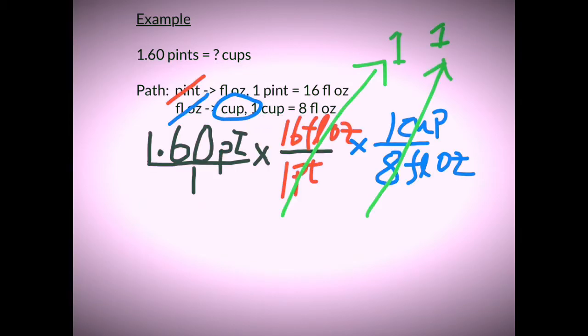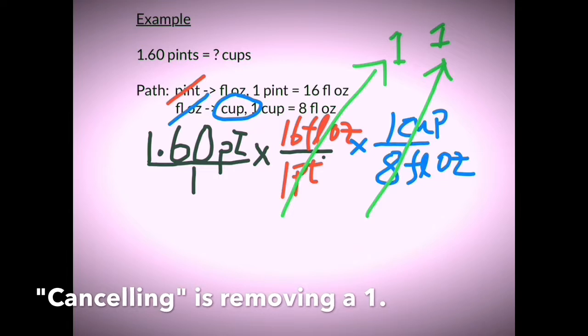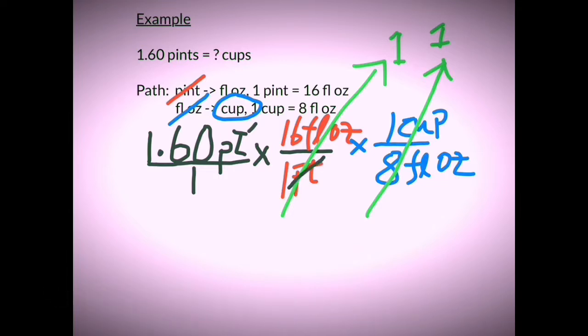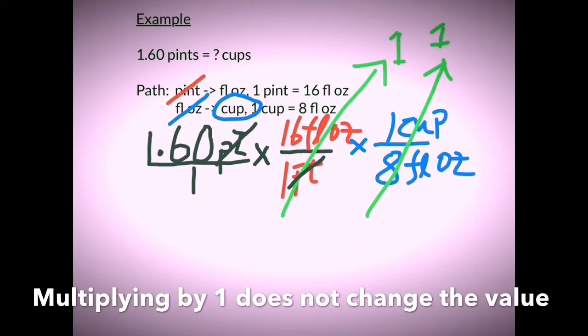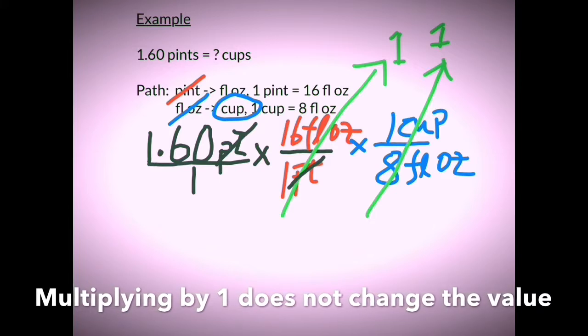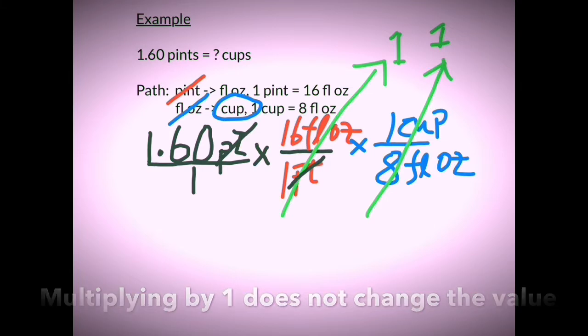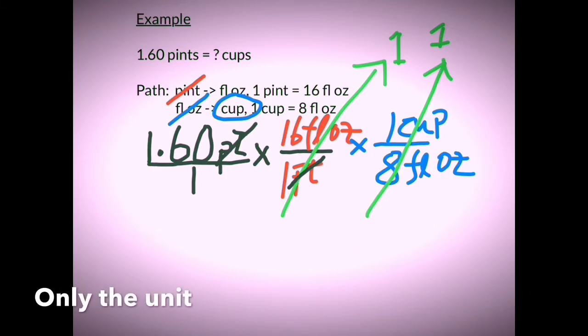Perform the conversion. Since the starting unit, pint, is in the numerator, we put 1 pint in the denominator of the first unity fraction. This cancels the pint. Since 1 pint is 16 fluid ounces, and anything over itself is a 1, we've effectively multiplied 1.60 pints by 1, or a unity fraction. Therefore, we have not changed the value, only the unit.